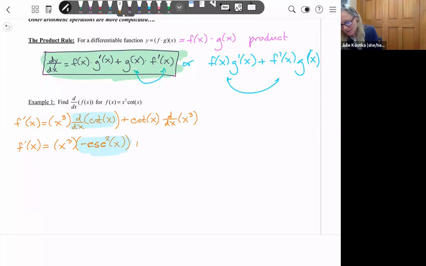Now let's keep going. We're going to leave cotangent alone. And then we're going to multiply by the derivative of x cubed, and we get 3x squared.